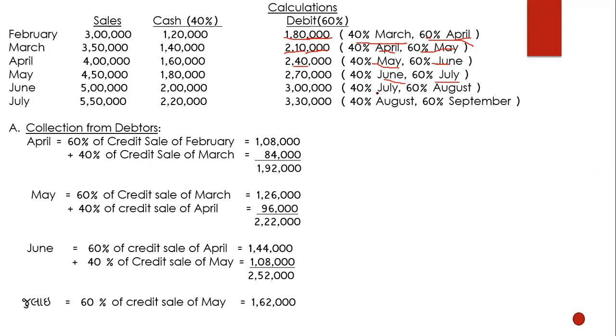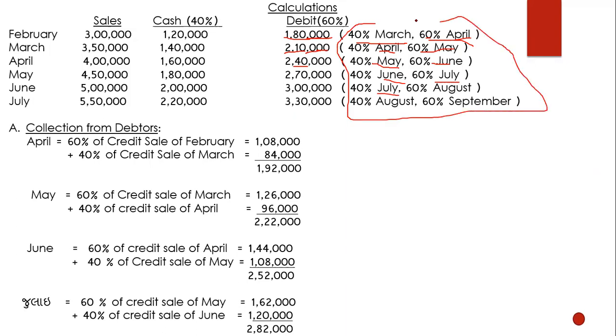July. Here is July and here is also July. So 60% of credit sale of May, 1,62,000, and 40% of credit sale of June, 1,20,000. So the total will be 2,82,000. Okay, so got it? This calculation will be helpful for you to find out the collection from debtors month wise. That's why I have made these specific lines. So now let's move further.